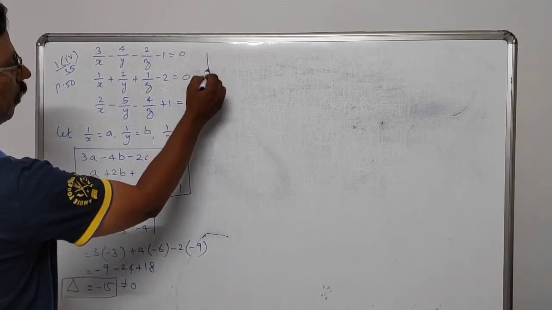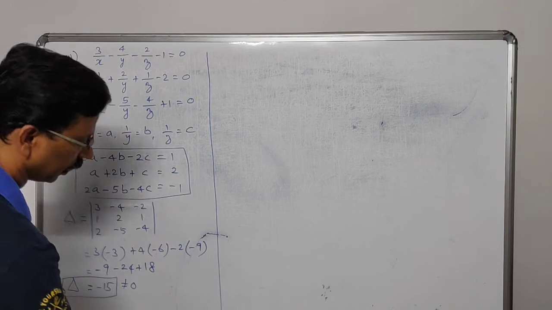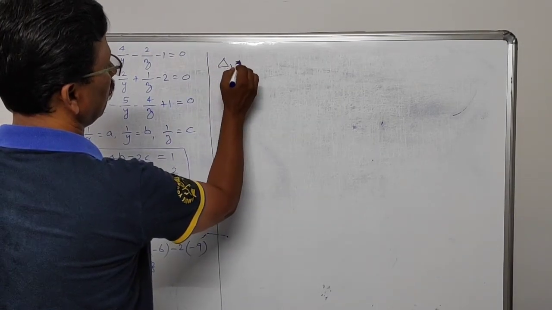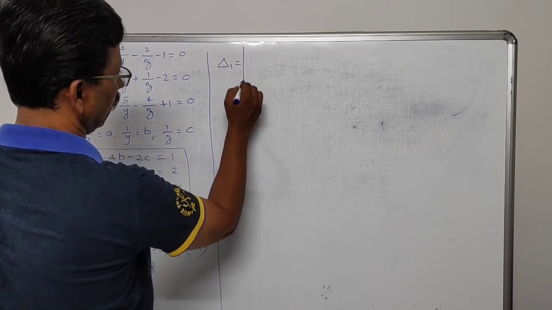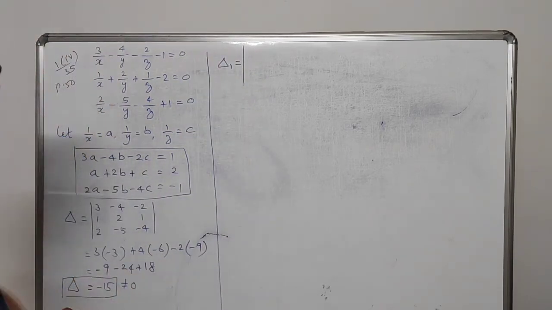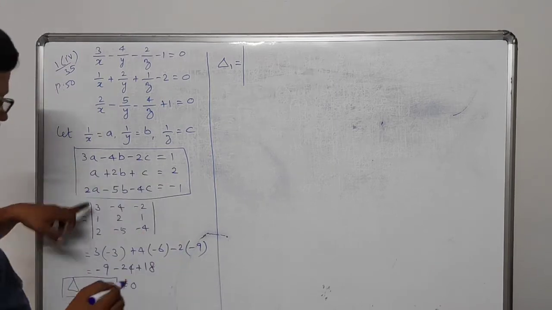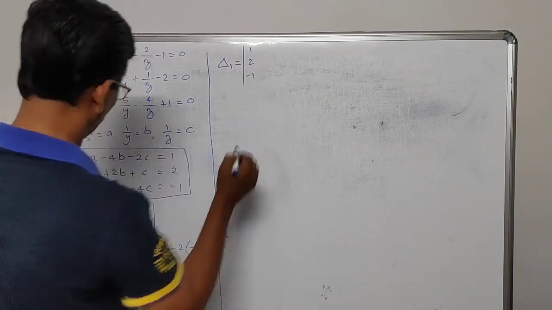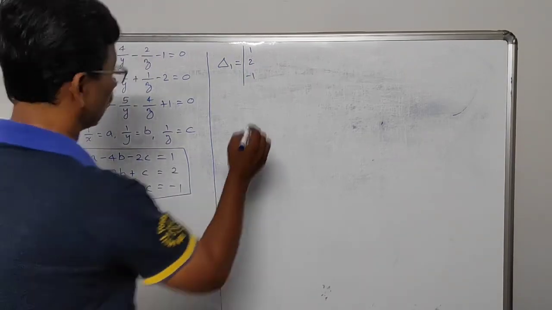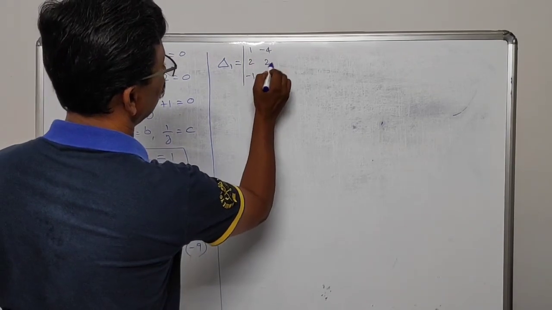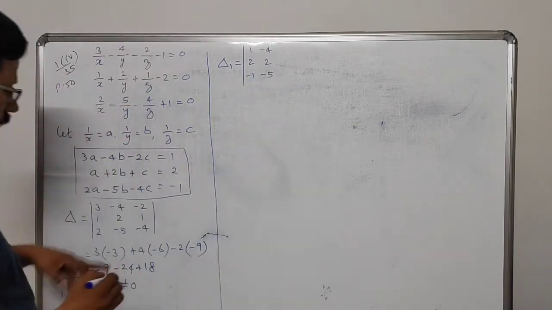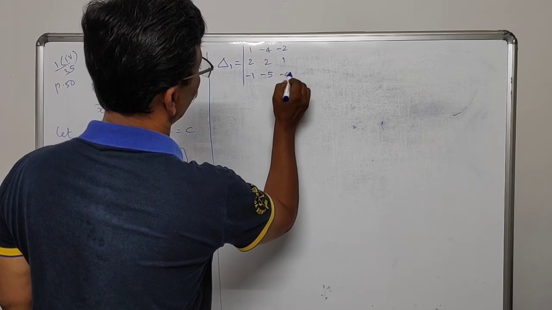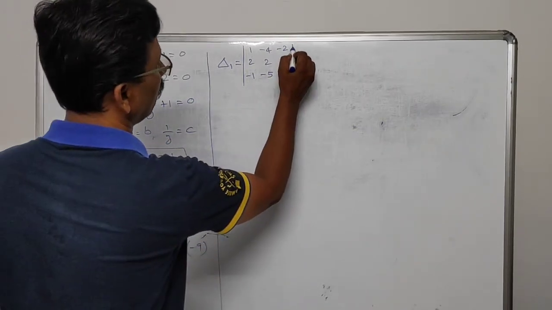Hence we can proceed with delta 1, delta 2 and delta 3. Here the delta 1 is the determinant obtained by replacing the first column of delta by the constants, that is 1, 2, minus 1. Second column, minus 4, 2, minus 5. Third column is minus 2, 1, minus 4. This can be expanded.